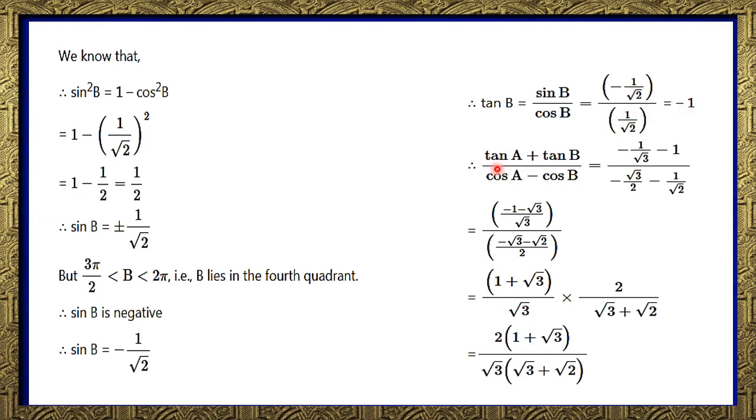Now we will calculate the expression tan A plus tan B upon cos A minus cos B by substituting the values of each term. So tan A is minus 1 upon root 3, minus 1, tan B is minus 1, upon cos A is minus root 3 upon 2 minus cos B is 1 upon root 2. Now the numerator can be written as minus 1 minus root 3 upon root 3 by cross multiplying, and the denominator can be written as minus root 3 minus root 2 upon 2.